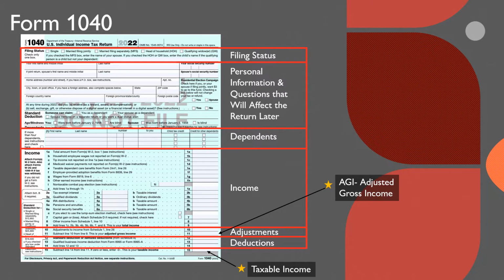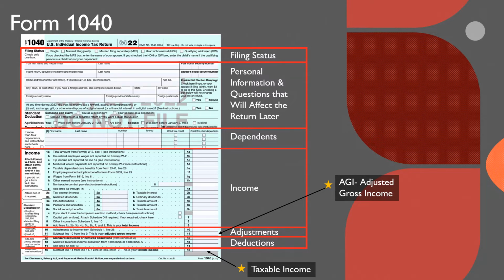Next is the income section. If you are familiar with the 2021 1040 form, you will notice that this 2022 version is a bit different and more in-depth, but the main components are still there. The next section is adjustments. The bottom of the adjustments section shows the adjusted gross income, or AGI. AGI is really important because it can determine if a taxpayer is able to take certain credits or have certain benefits.